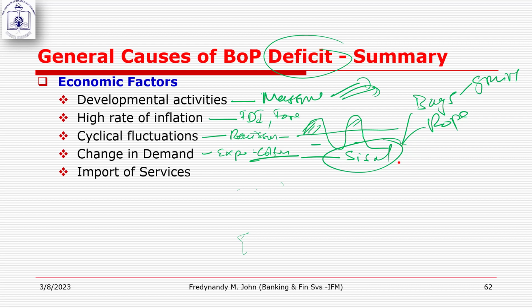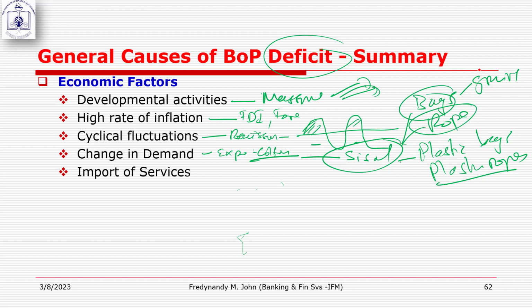But due to the invention of new technology, in Europe they invented plastic bags and plastic ropes, which are considered durable. They can last longer than the ropes made out of sisal or bags made out of sisal. To date, you no longer see any bag or rope made out of sisal.